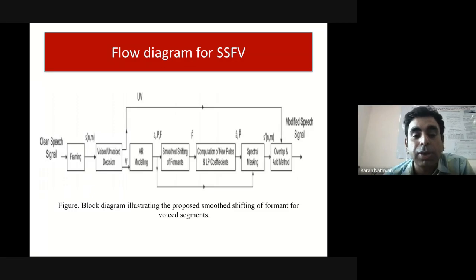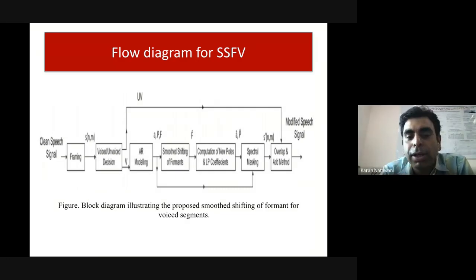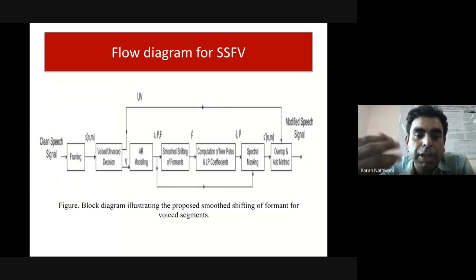Voiced corresponds to those segments where your vocal tract comes into the picture, and it keeps on opening and closing, and the vibrations keep on moving. And unvoiced are those segments where the vocal tract is held closed, and the air just passes through it, and there is no vibration in the vocal tract.